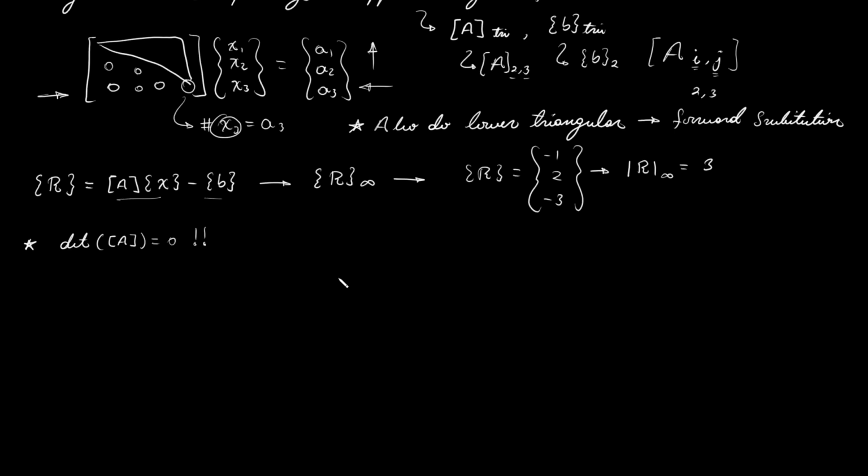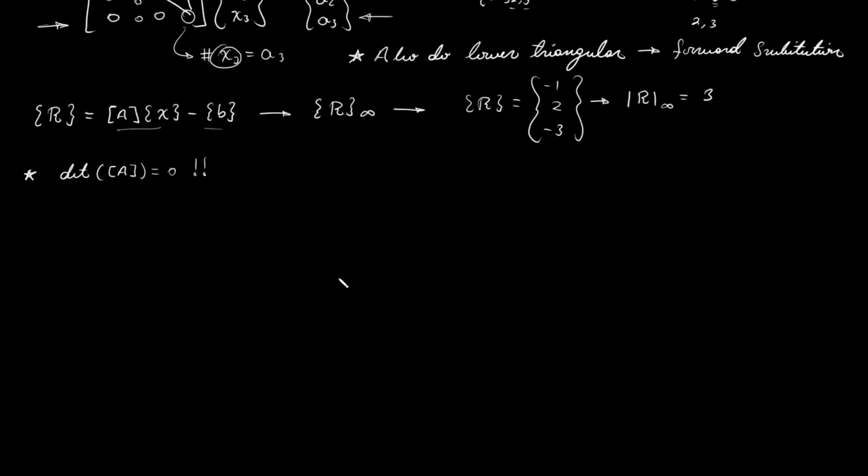So if a question asks, given this system, can you solve it? What can you say about the system? Check the determinant. If the determinant is equal to 0, say, nope, I cannot solve it, and then just move on. That's a sufficient explanation when it comes to that.